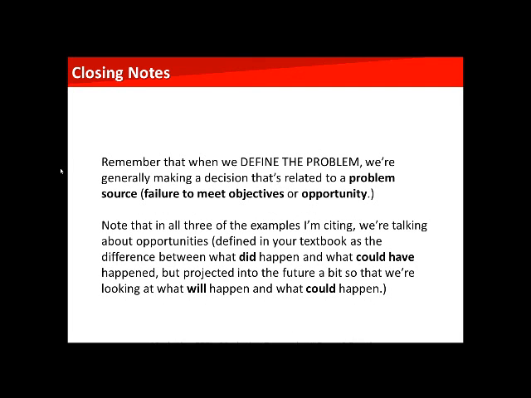So with all that said, remember that when we define the problem, we're generally making a decision that's related to a problem source, which is failure to meet objectives or opportunity. In all 3 of the examples that I've cited here, we're talking about opportunities, which are defined in your textbook as the difference between what did happen and what could have happened. But we're projecting them in the future a little bit, so we're talking about what will happen and what could happen.